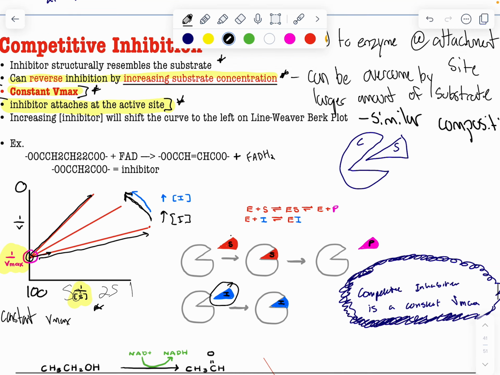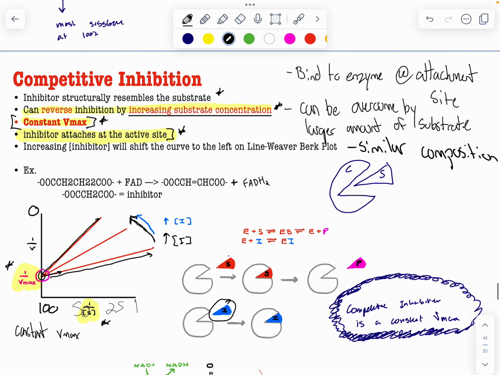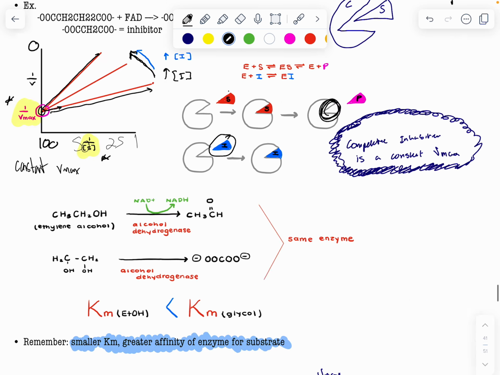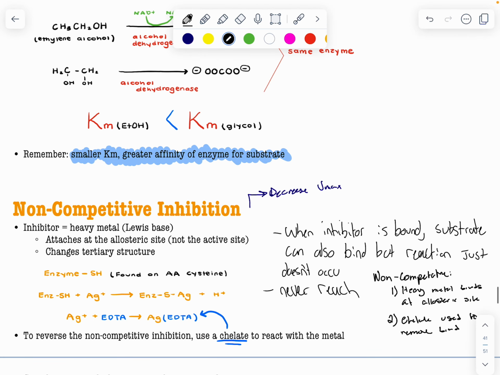So competitive inhibition, biggest thing you guys need to know: the inhibitor structurally resembles the substrate. The inhibition can be reversed by increasing the substrate concentration. Our Vmax remains constant. Huge thing right there, constant Vmax. And then our inhibitor binds to the active site, which is just the active binding site right there. Cool. Just a little refresher. The smaller the Km, the greater the affinity of an enzyme for a substrate. Talked about that quite a bit.